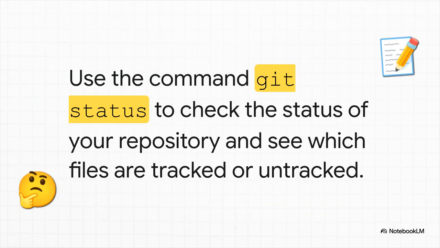Step 1 is your home base. Git status. Seriously, get used to typing this command. It's basically you asking Git, hey, what's going on? What's different since the last time I saved? It'll tell you which files are modified, which ones are new, and what's ready to be saved.